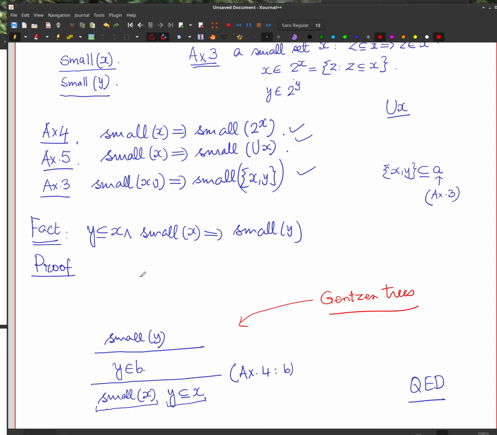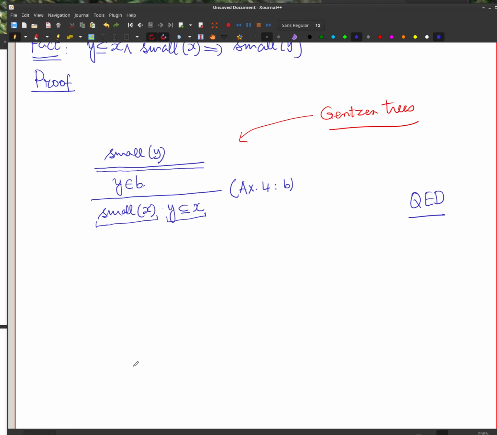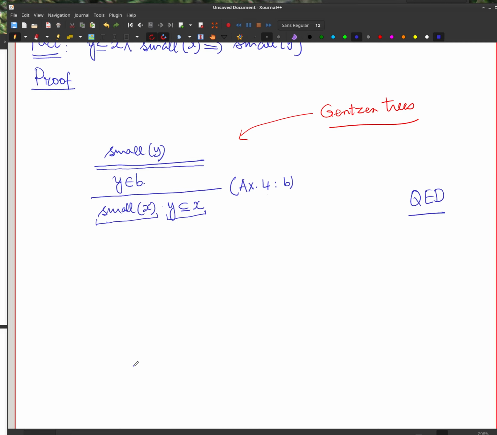Okay. And in between them we often give the reason. And if we put a double line like this, it means it's to and fro. That means from below you can come here, or from here you can come here. Okay, so that's another way of writing a proof.